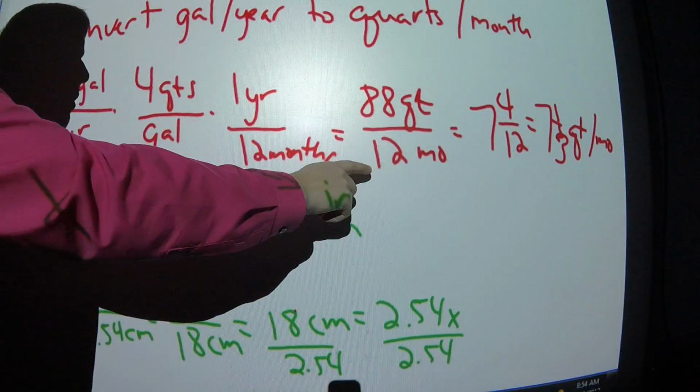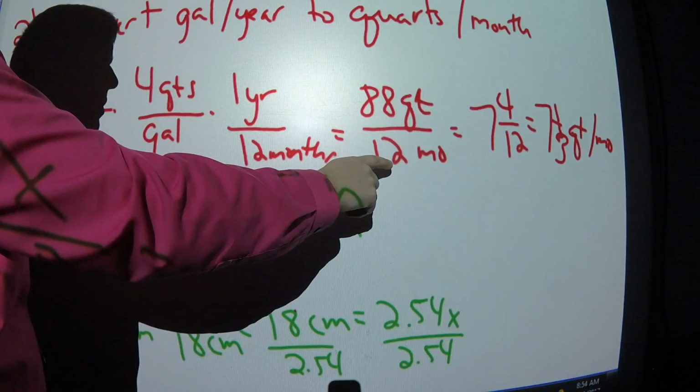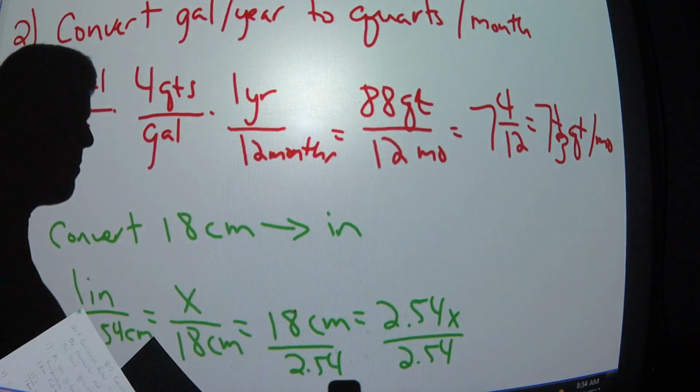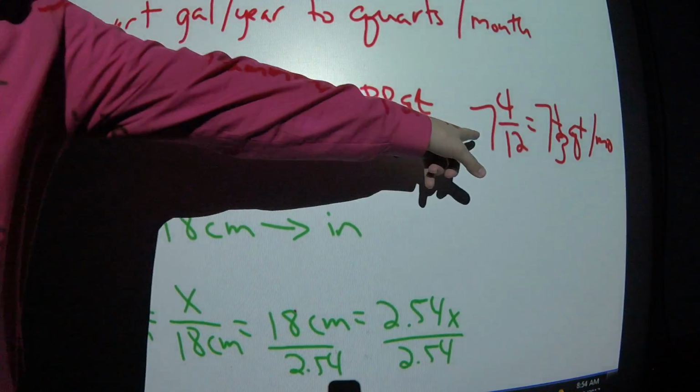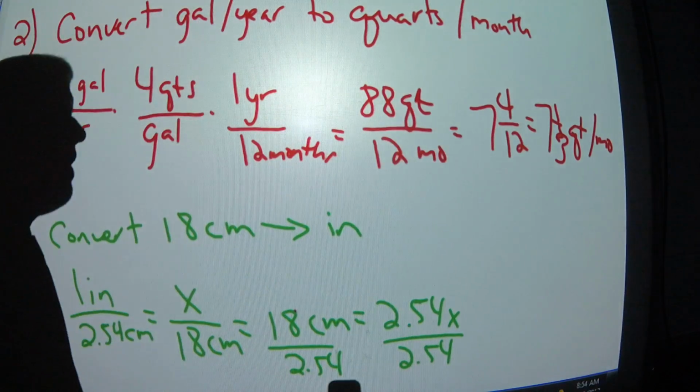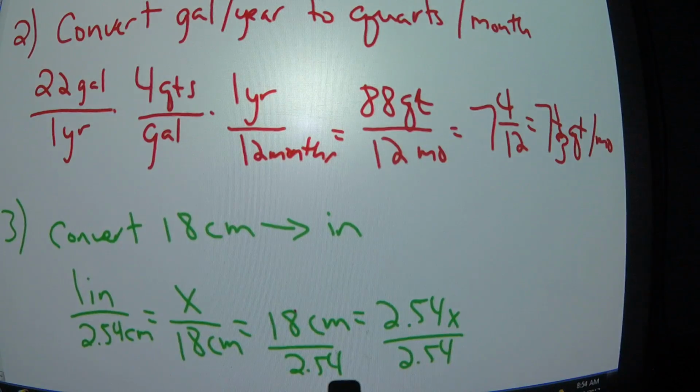88 divided by 12. Okay? 12 is going to go in there. 88 divided by 12 is going to give you 7 4/12, which is 7 1/3 quarts per month. Okay.